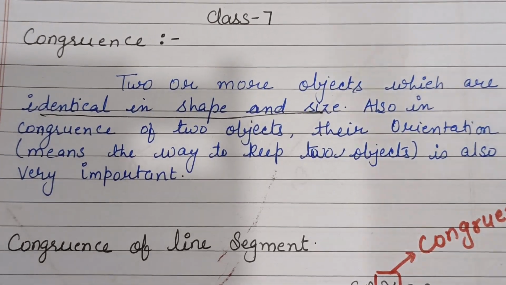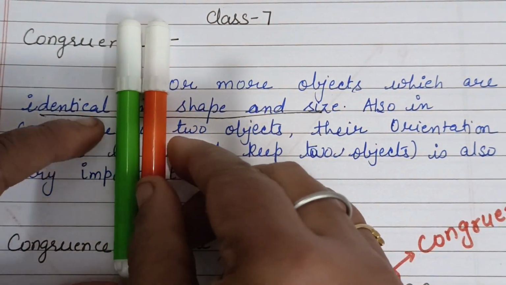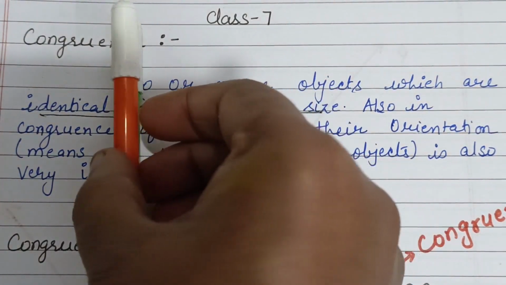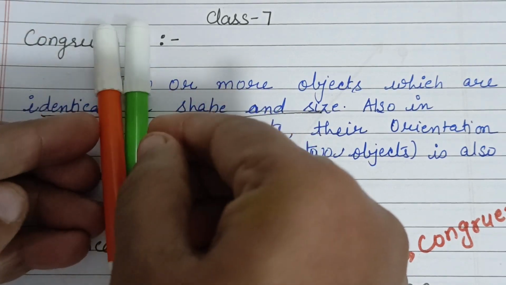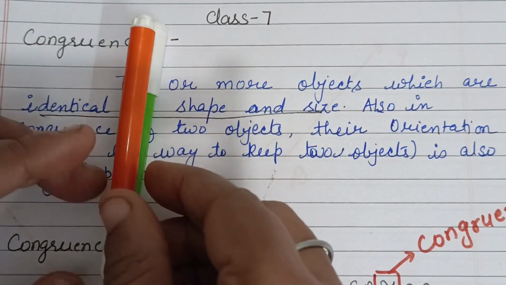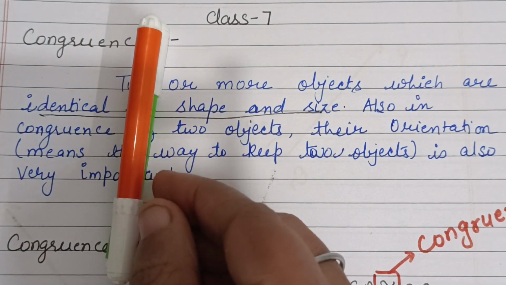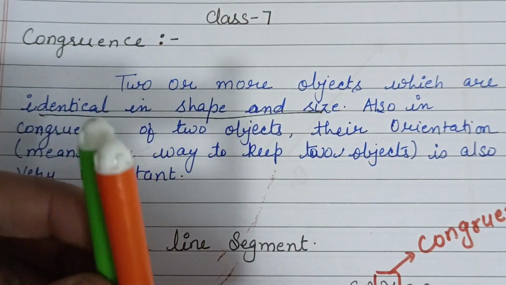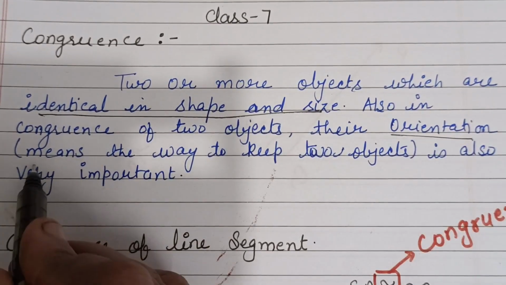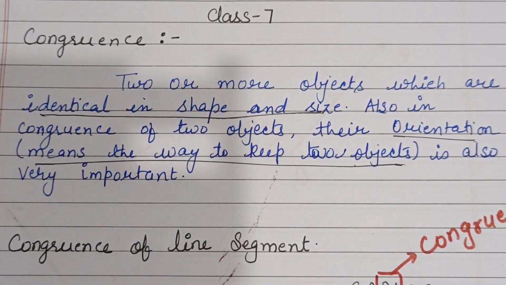What do you understand by orientation? Like if I have taken these two sketches, they both are same as well as their size is also same. So if I keep them in this way, they are completely overlapping each other. But if I am keeping them in this way, I have changed the orientation. Now this end and this end is different. They are not superimposing each other. So in the case of congruence, with the shape and size, the orientation, meaning how the two objects are kept, is also very important.